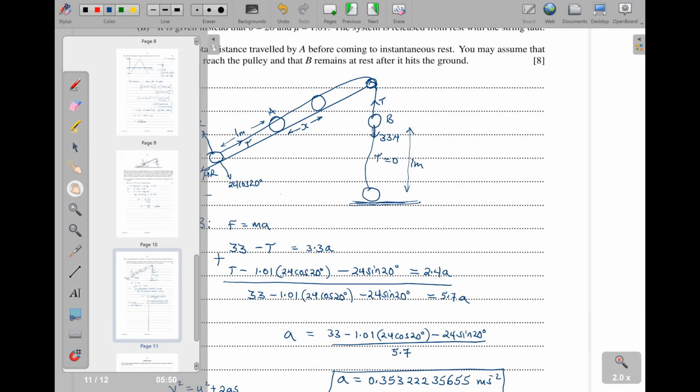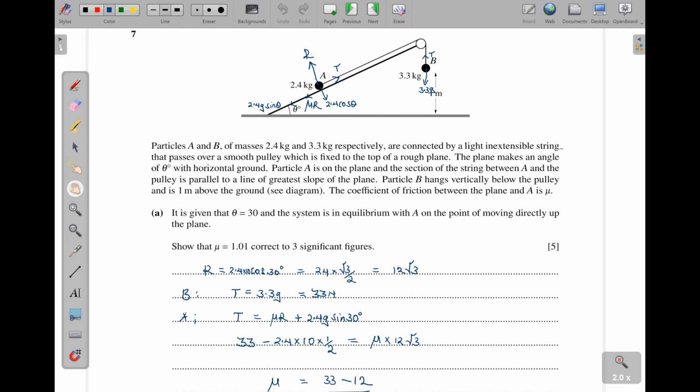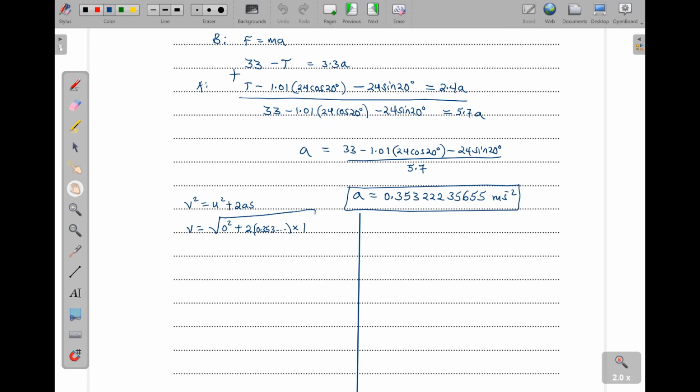We can go back and check for it. Okay, 1. You can see B traveled a distance of 1. So here we get a certain value. I can just leave it as the square root of 2 times 0.353 and the rest of those figures. Okay, let me just leave it there.